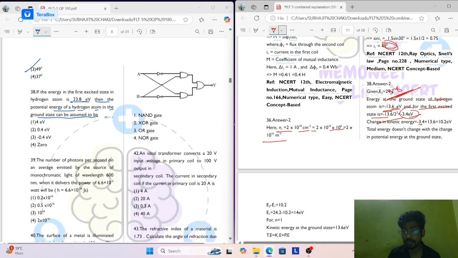So the answer will be the total change in the kinetic energy. Change in the kinetic energy will be what? Minus 3.4 plus 13.6, that will be equals to 10.2 electron volt. Total energy doesn't change with the change in the potential energy at the ground state. So E2 minus E1 will be equals to 10.2. This will be equal to 23.8. 23.8 minus 10.2 will be equals to what? 13.6, or around 14, right? Around 14 you can get.